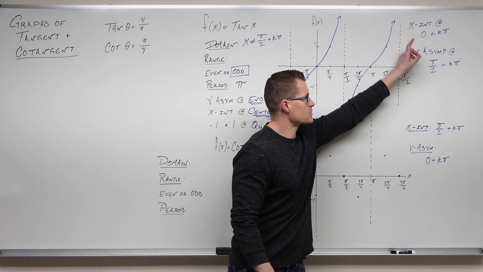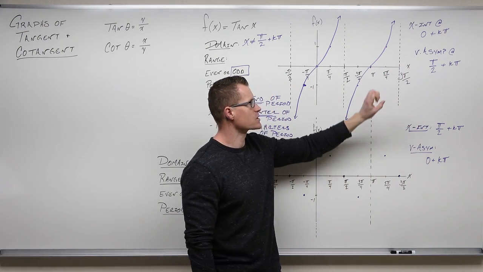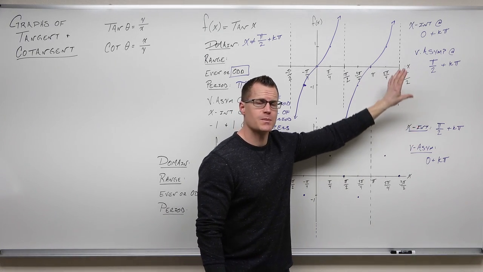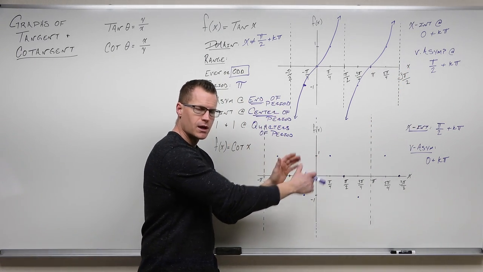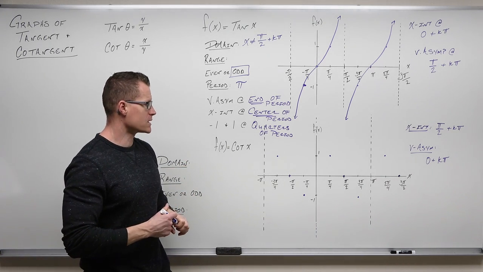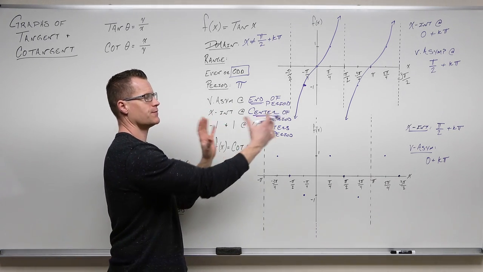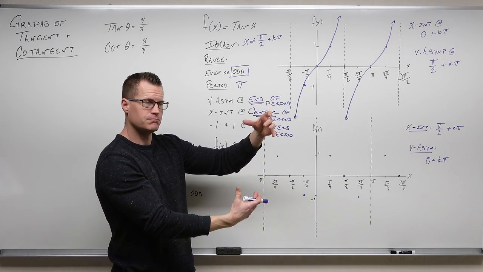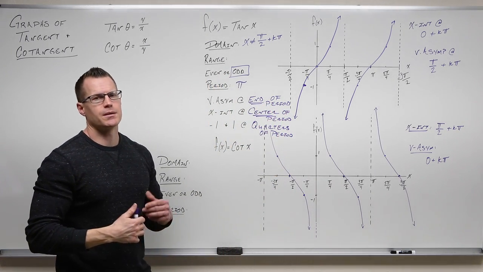Notice that these things are switched because they're reciprocals. X-intercepts became vertical asymptotes. Vertical asymptotes became x-intercepts, but the period did not change. It just sort of moved. And now we're going to take a look at the graphs. These graphs look quite similar. It's almost like you phase shift and then reflect them. Kind of what you do. And we get something about like that.